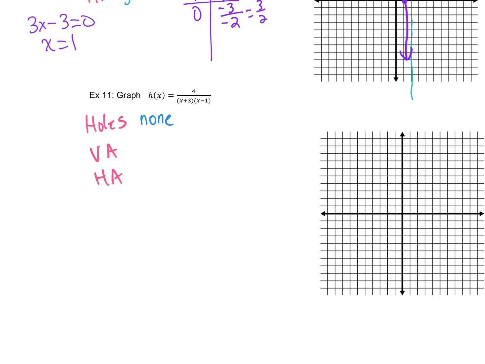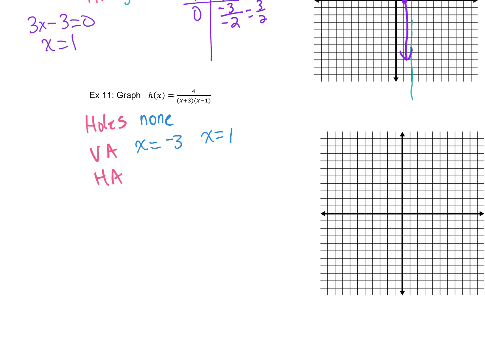Okay, what about vertical asymptotes? Where would they be? Yep, so x is equal to -3 and x is equal to +1. Set each of those factors in the denominator equal to 0 and solve.